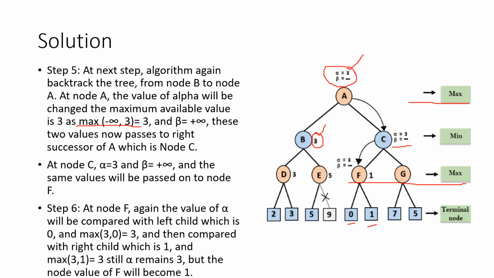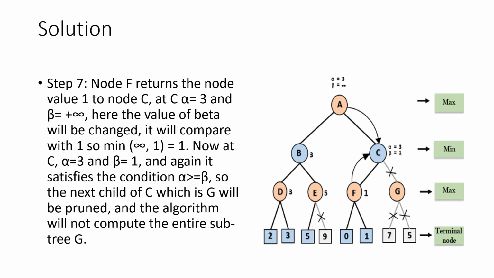And again the next leaf node, 1. 1 and 3 will be compared. Again the maximum is 3, so there is no change in alpha. But the minimax value will be changed. The minimax value will be the maximum of 0 and 1, that is 1. And this 1 will go upwards. Next, you can see here at C, alpha is equal to 3 and beta is equal to plus infinity. And this is the min node.